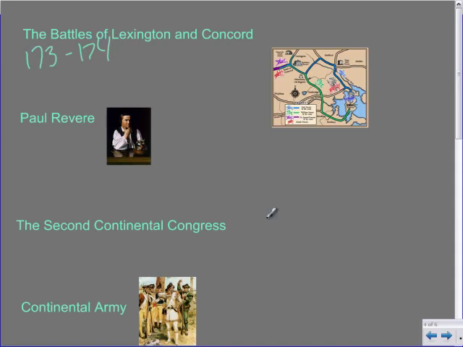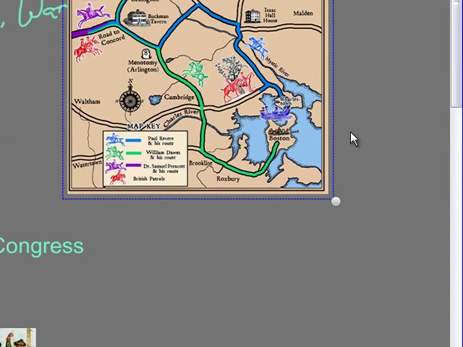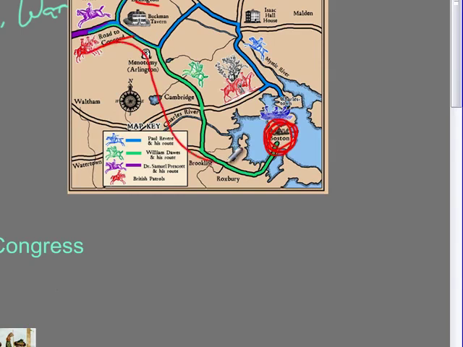The Battles of Lexington and Concord were the first battles of the Revolutionary War. And it all starts out with Paul Revere, who's on page 173, riding through his midnight ride, warning everybody the British are coming, the British are coming. The British leave Boston, which is right here, and they're trying to get to Lexington and Concord to destroy the weapons that the colonists are storing, and the British actually end up having to retreat and return all the way back to Boston, and we're going to see what happens after they have to return to Boston.